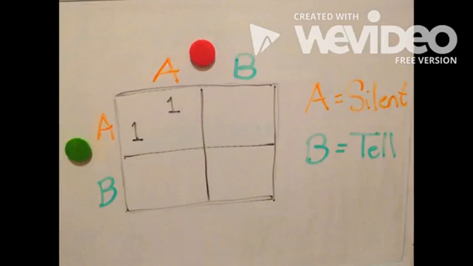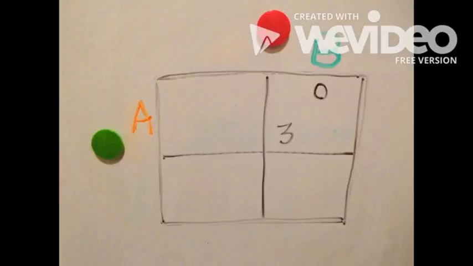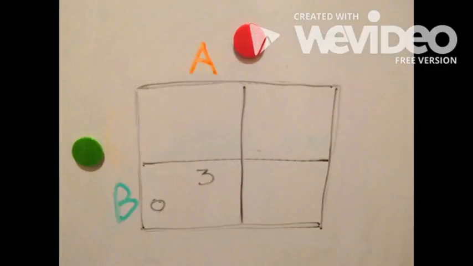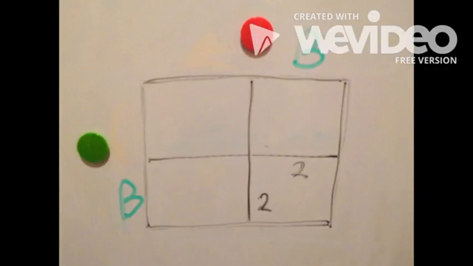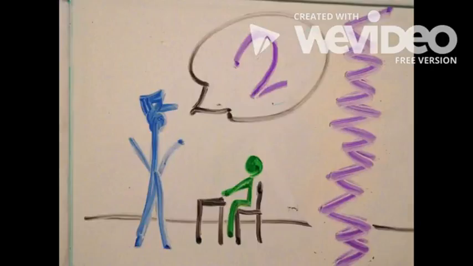However, there's also option B, to tell or defect. And when one prisoner defects and the other does not, the defecting prisoner ends up with 0 years of jail time, whereas the prisoner who cooperated ends up with 3 years of jail time, and vice versa. When both prisoners choose to defect, they each end up with 2 years of jail time, which is not the most ideal situation.